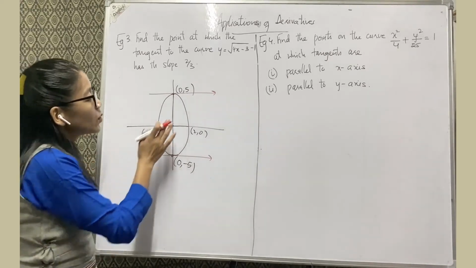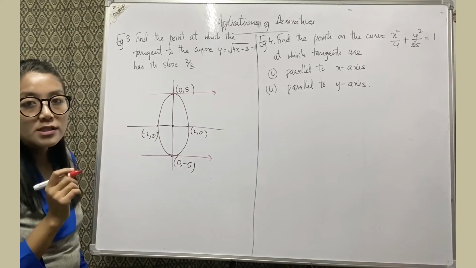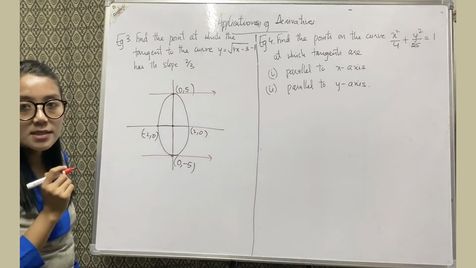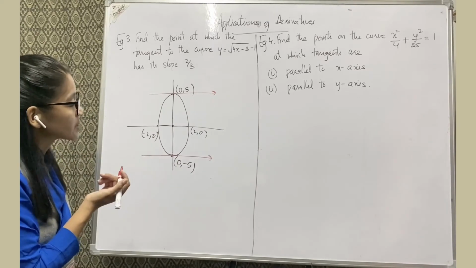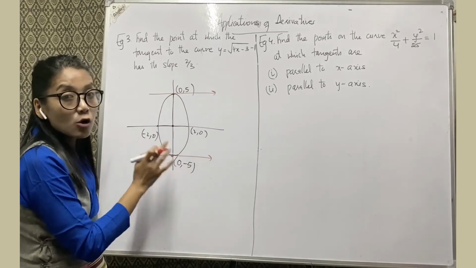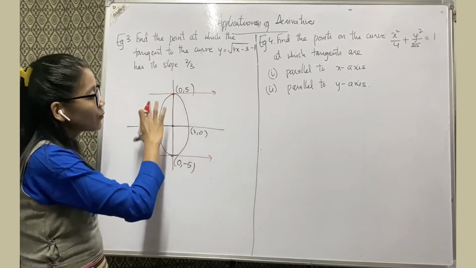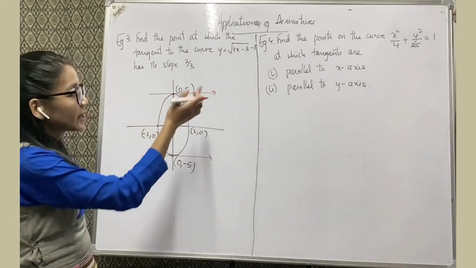Okay, now anyway, can you find out any point from which when you draw the tangent will be parallel to x-axis? I cannot see any other point other than these two. We don't get this. So (0, 5) and (0, -5) are the only points on this curve from which when you draw the tangent it is parallel to x-axis. Graphically we can show this.